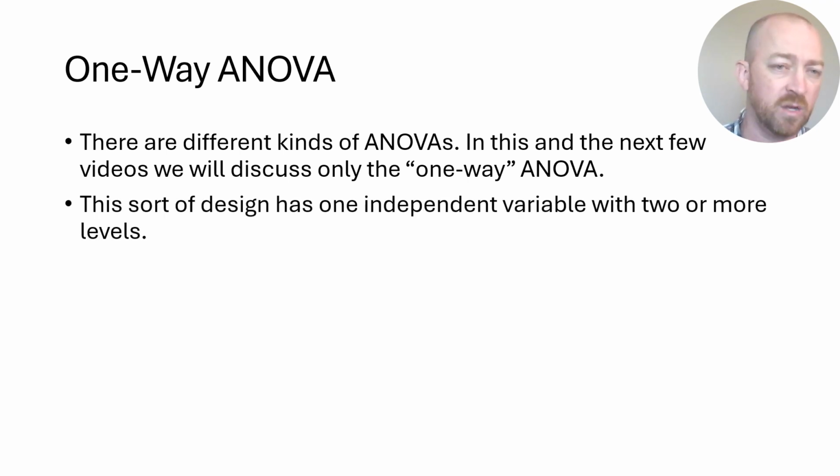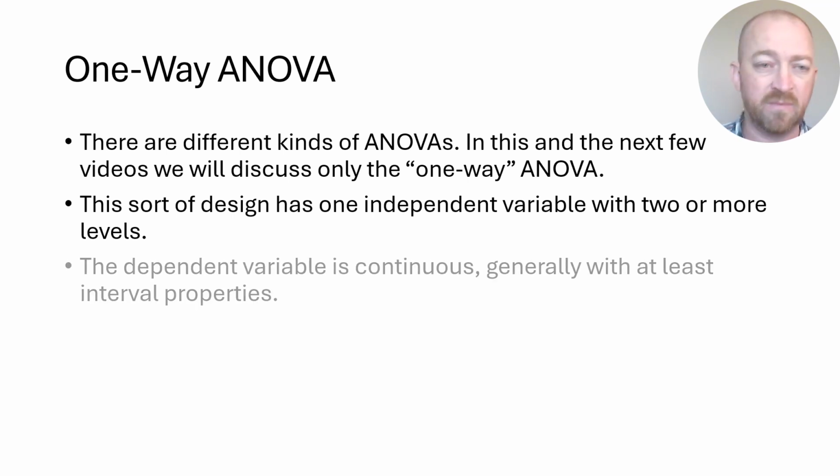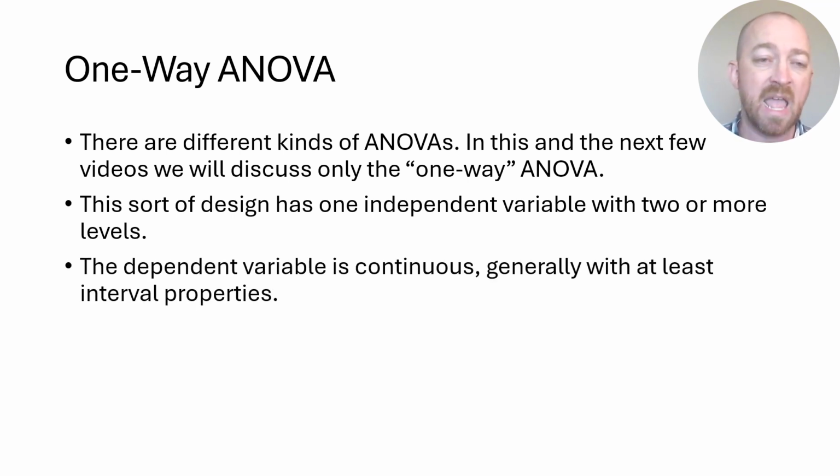A one-way ANOVA includes only one independent variable, which is categorical or ordinal, but it has essentially two or more levels of that independent variable, and then a dependent variable that is continuous. And generally it's at least got interval properties. It would be a little bit weird to use only ordinal properties on a dependent variable. Now there are some exceptions to this.